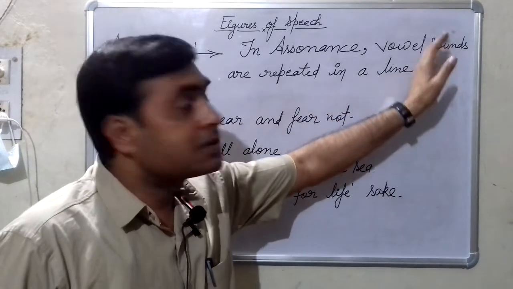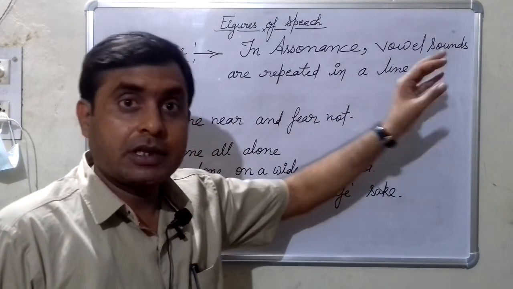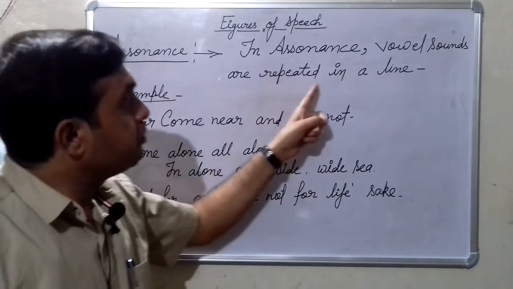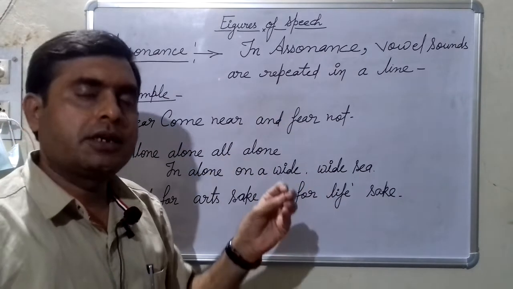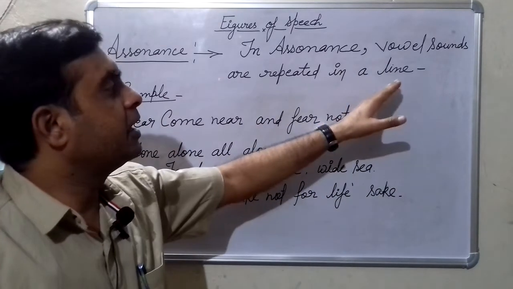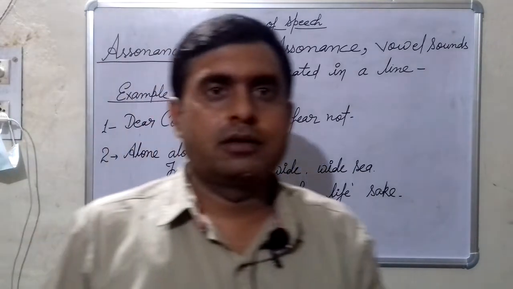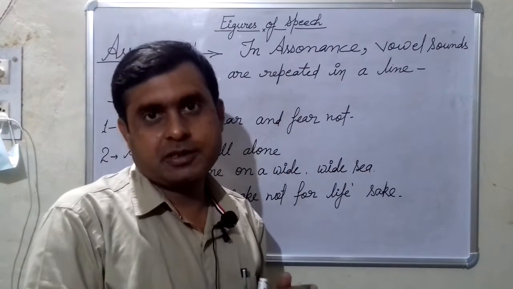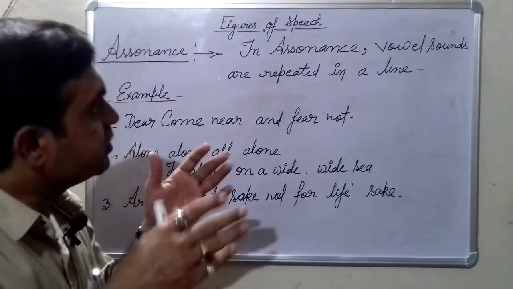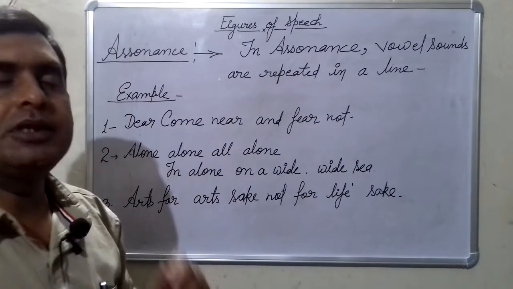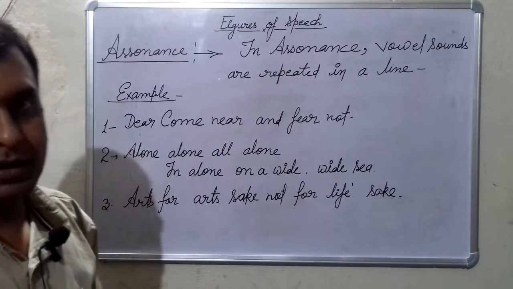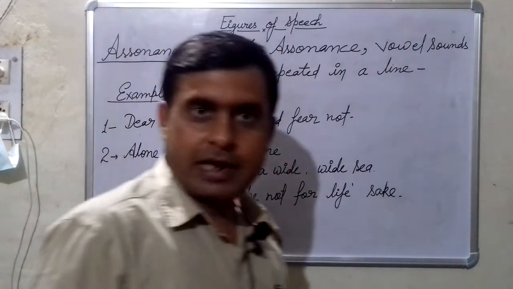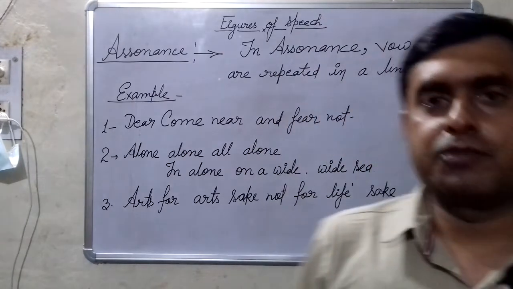Vowel sounds are repeated, in a line. So assonance is a figure of speech in which vowel sounds are repeated in a line. Through examples we will try to understand this figure of speech.